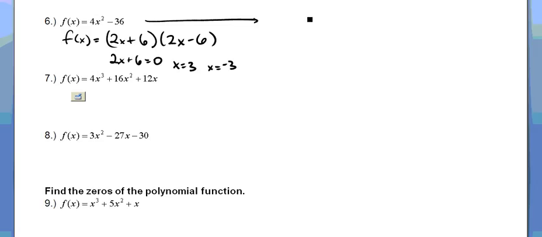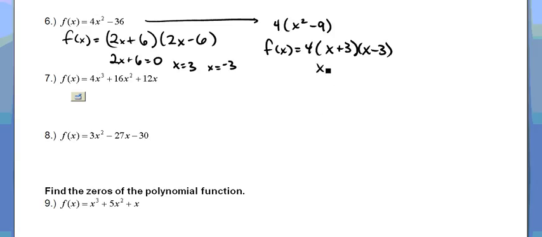The other way I can do it is if I can factor out a greatest common factor here of 4. So if I factor out a 4, I get x squared minus 9. So in this case, I get f of x equals 4, and then again, it's a difference of squares, so the square root of x squared is x, plus the square root of 9, which is 3, and then x minus 3. So that's my factored form. So in this case, x equals negative 3, or x equals 3. That's the easy way to do it.